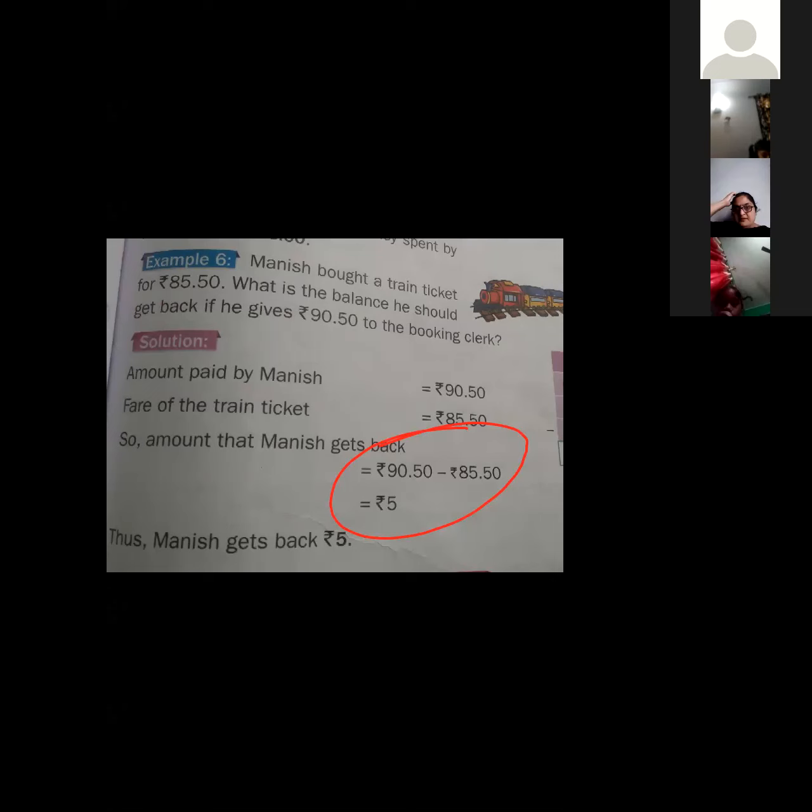Okay, so what you have to do is, it's written: Manish bought a train ticket for rupees 85.50 paise. What is the balance he should get back if he gives 90 rupees 90.50 to the booking clerk? So 90.50 is at the top, and the smaller number 85.50 is down. And this is again a subtraction sum.